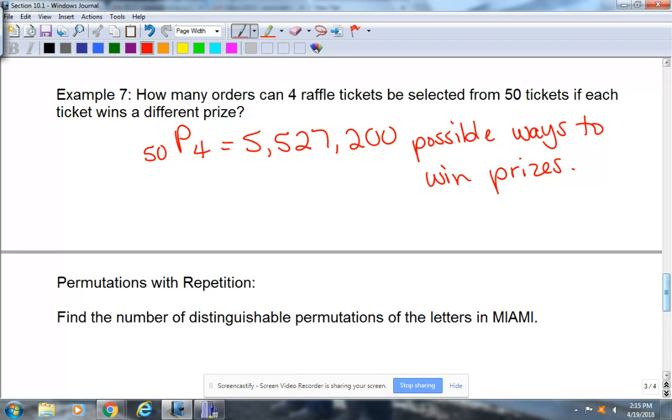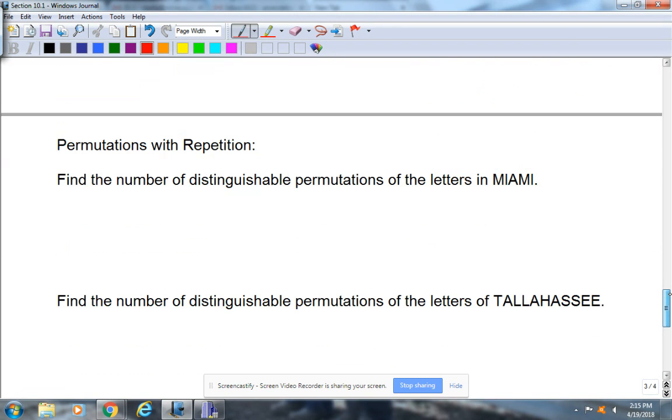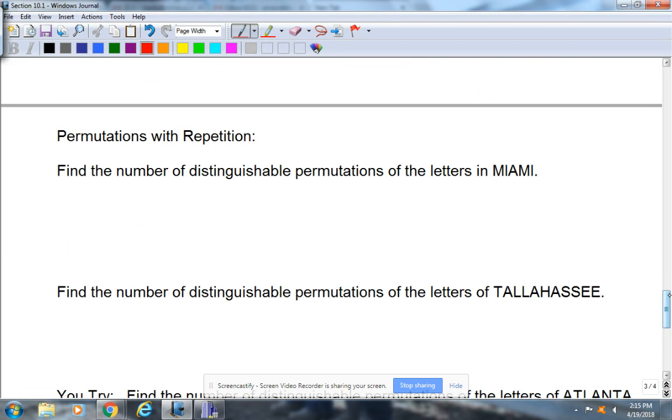Okay. The last thing we have to talk about is permutations with repetition. We should be at the last page, the back page of your typed out notes. It says find the number of distinguishable permutations in the letters Miami. Now this is repetition because the word Miami has some letters that are repeated. What letters are repeated in Miami? I and M. Okay, so here's what you do.